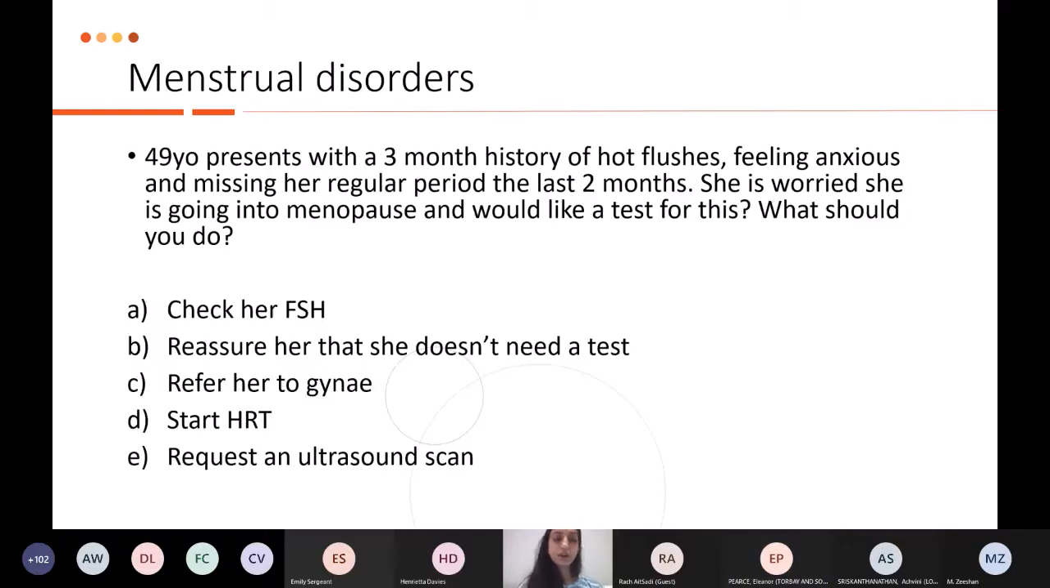So moving on to a little bit of gynae. A 49-year-old presents to you, you're in GP, and she tells you that she's been having some hot flushes and feeling a bit anxious. She's actually missed her last 2 periods, the last 2 months, and she's worried she's going into menopause. She'd like a test for this. What would you advise her?